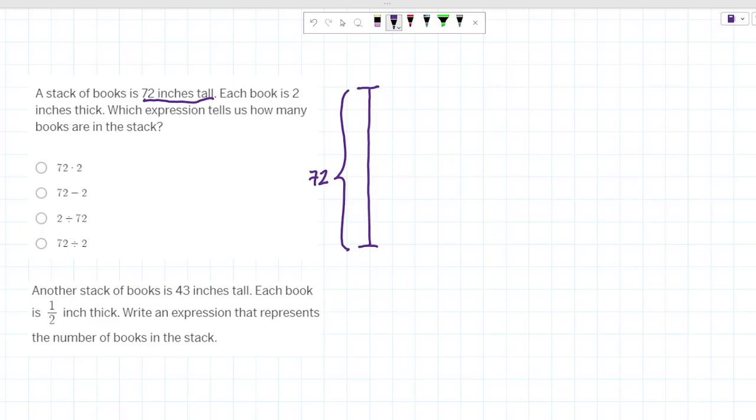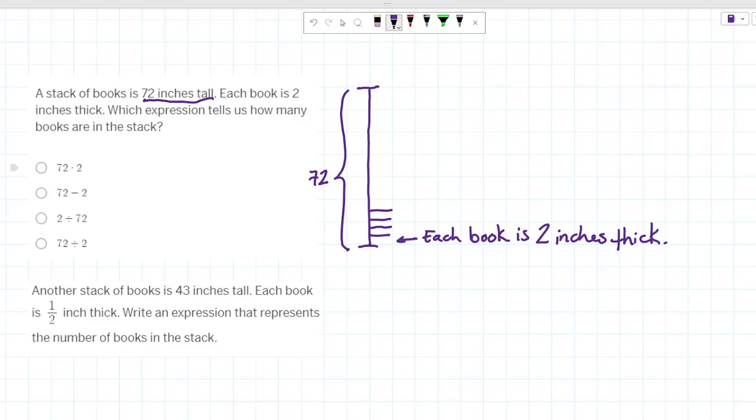And we have all these books in there. So these books are stacked up, and each book is how tall or how thick? Each book is 2 inches thick. So what's the expression that we're looking for for how many books are in the stack?